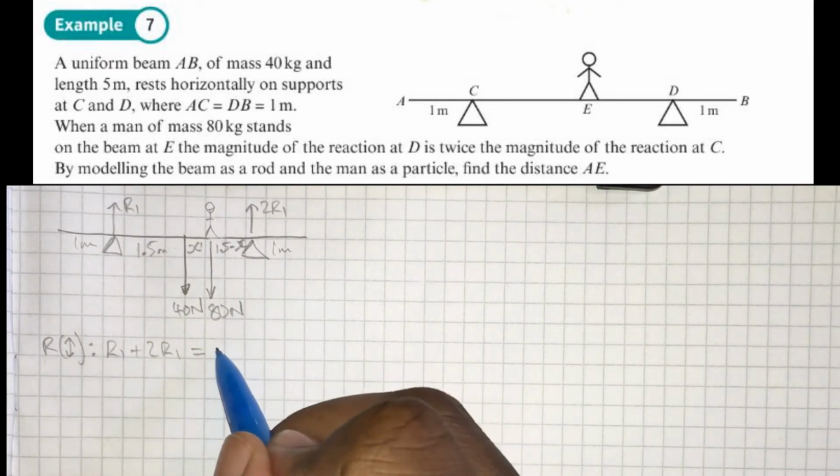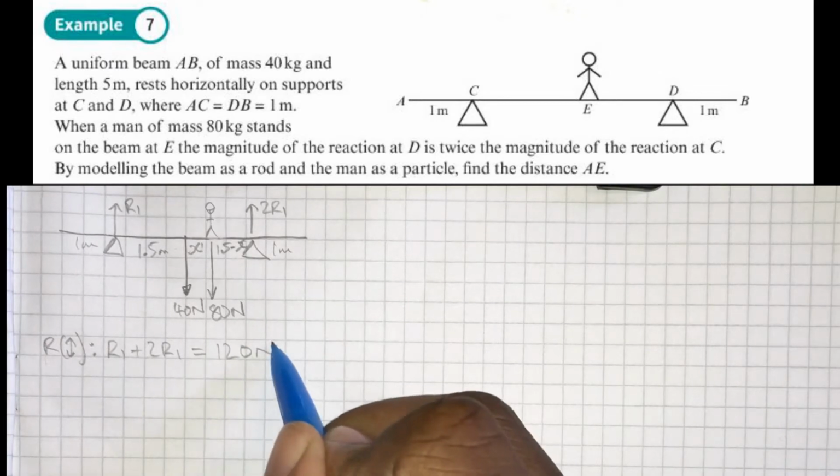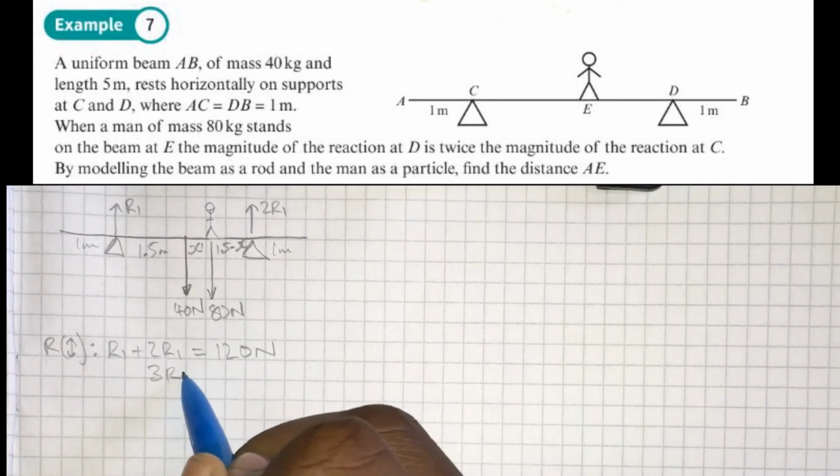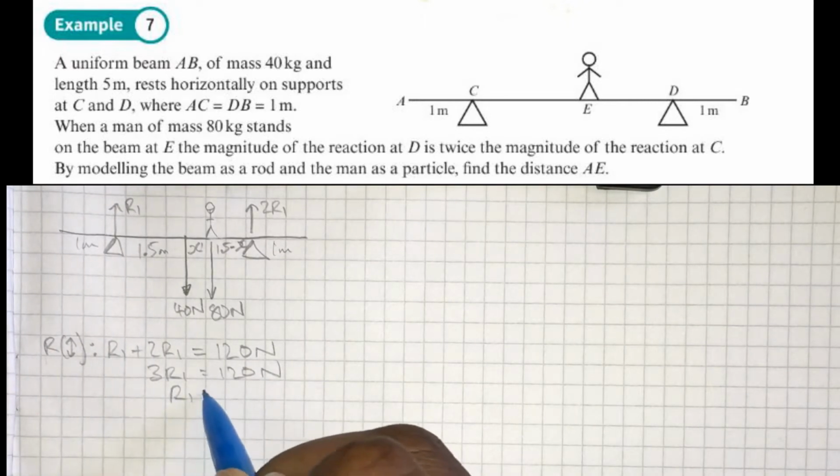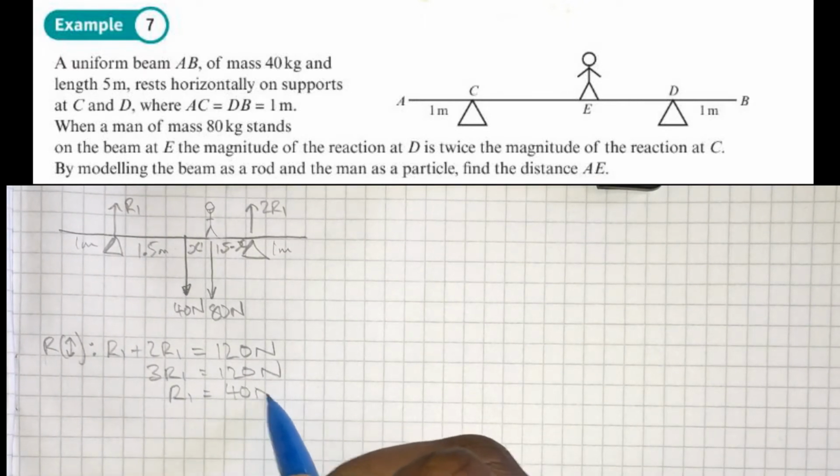We'll start by resolving vertically, as always. So we get 3R1 equals 120 newtons. So straight away, R1 must be 40 newtons.